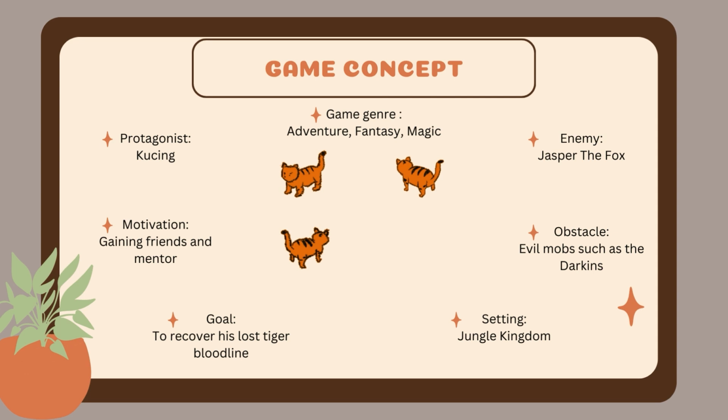So next, the goal of this game is for Kucing to recover his lost tiger bloodline. The tiger bloodline is one of the bloodlines that can become the king of the jungle kingdom. So this is the main objective here, the main goal here.